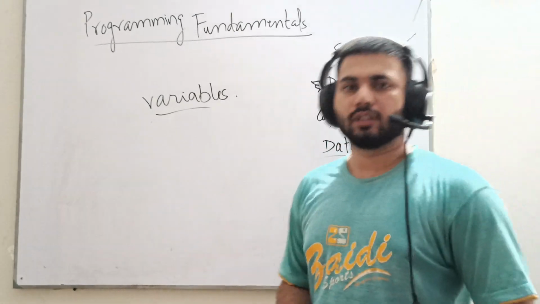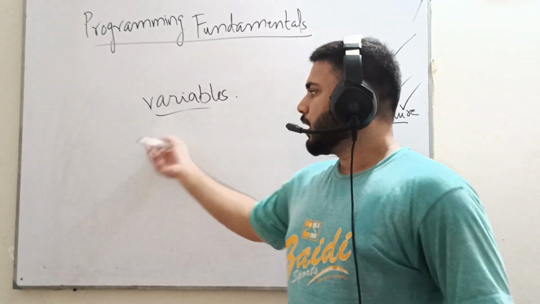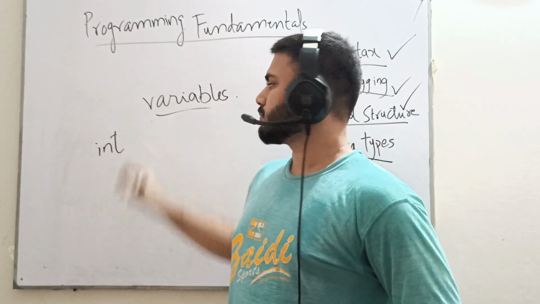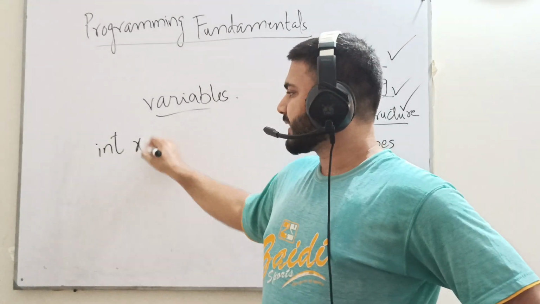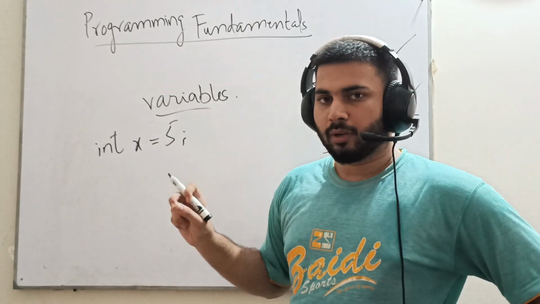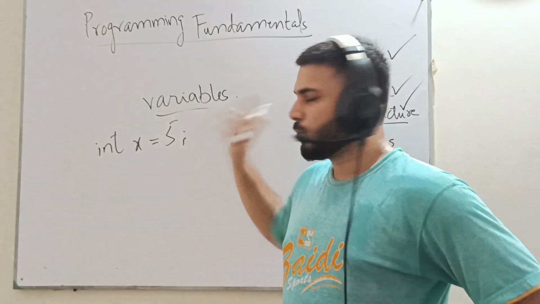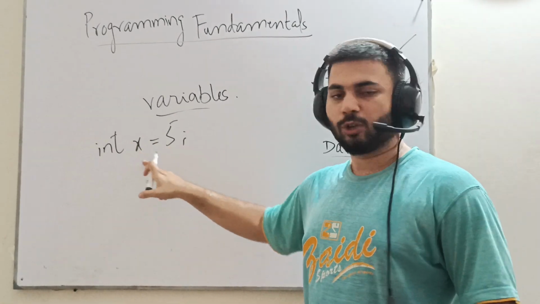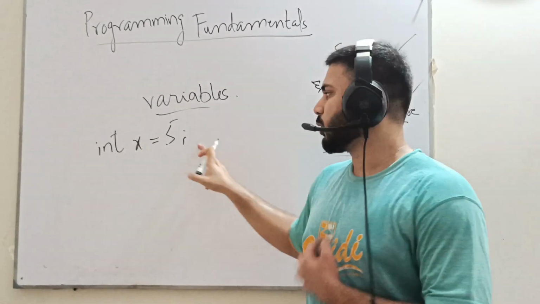When is each and every one of the data types used? If you want to declare just a whole number, you use int. Int x is equal to 5. Remember, if you want to declare only one variable, you have to use this syntax: int, variable name, its value, and semicolon.